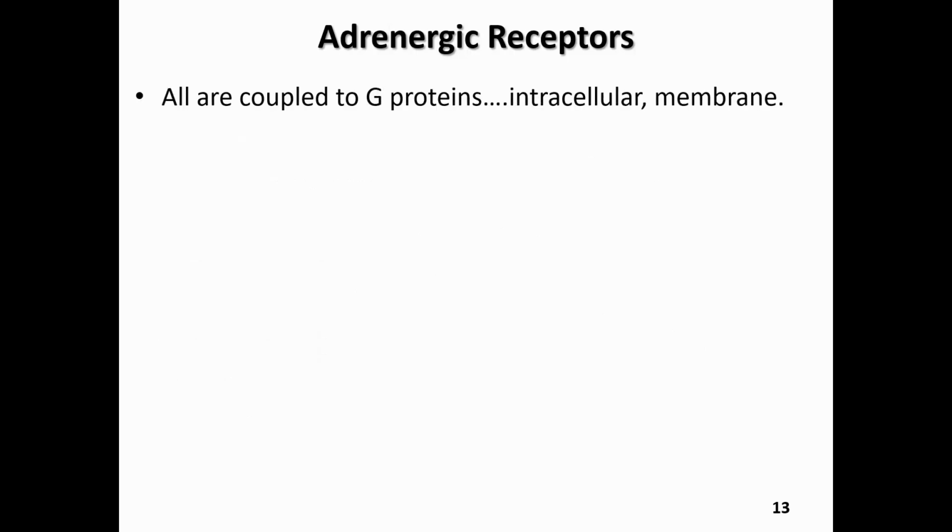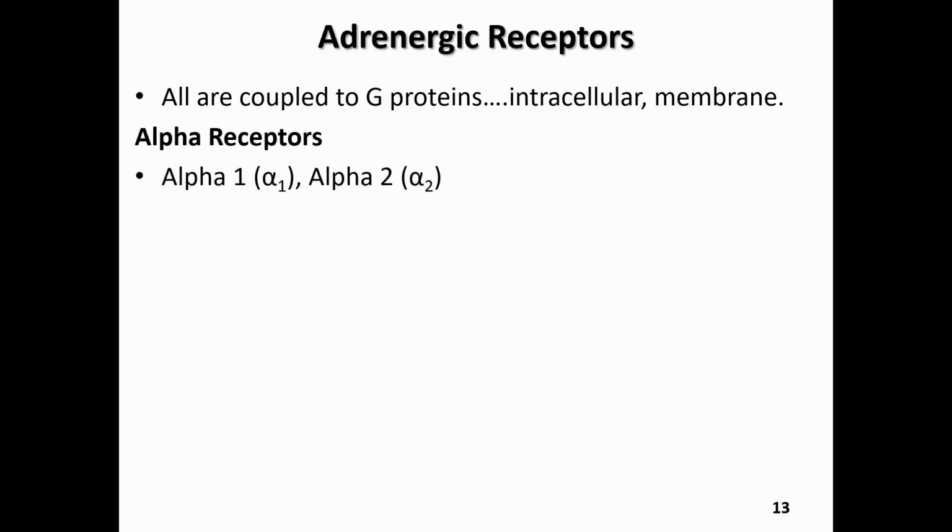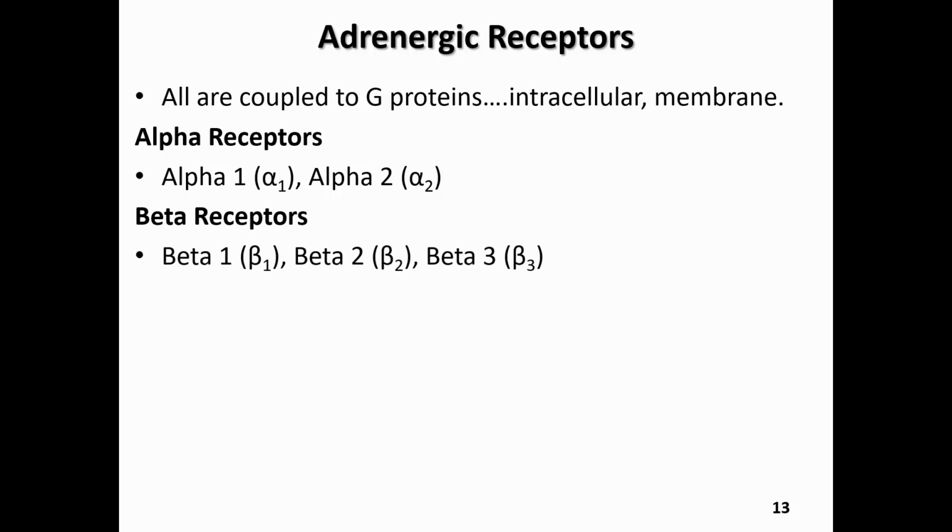In terms of the adrenergic receptors, these are receptors that are sensitive to the adrenaline types of transmitters. And all adrenergic receptors are coupled to the general class of proteins located on the interior of the cell associated with the cell membrane called G proteins. And there are different types of G proteins. There are what are called alpha receptors, defined as alpha 1 and alpha 2, and there exists what are called beta receptors, beta 1, beta 2, and beta 3.